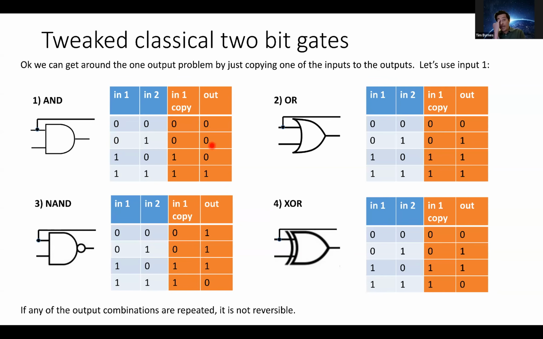So actually, the AND gate, we can't generalize this to the quantum case. All right, what about this one, the OR gate? Is this reversible?